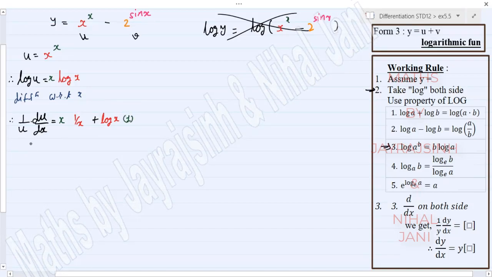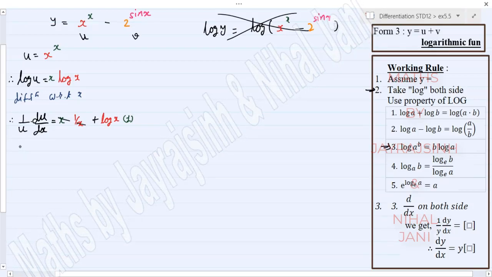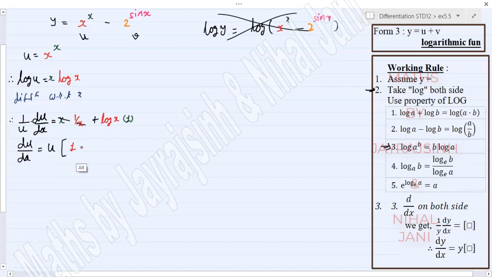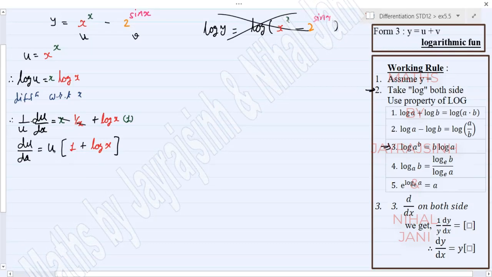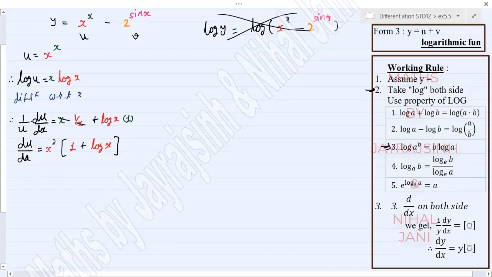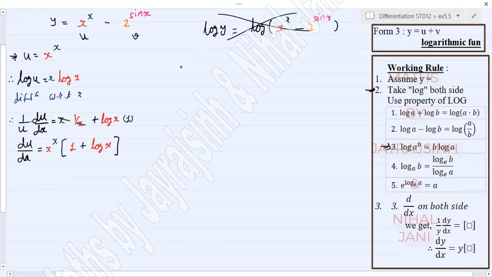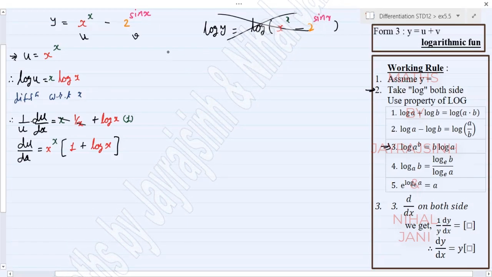So in further simplification, this x will cancel out and we will get du by dx is equal to u into 1 plus log x, or if we substitute the value of u, we will get x raised to x into 1 plus log x. Okay, the question is still not finished, my friends.